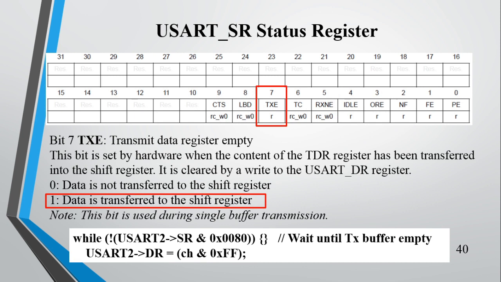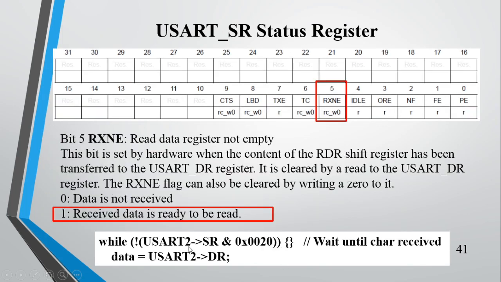So previously, you split the TXE bit by ANDing the SR with 0x0080, which extracts TXE and masks all the other bits. Similarly here, you are ANDing the status register with 0x20. That means you are extracting the 5th bit alone and masking all the other bits. So UART2 status register and 0x0020 means you are extracting the 5th bit alone. And as in the previous step, you are checking whether the ANDed value is equal to 0.